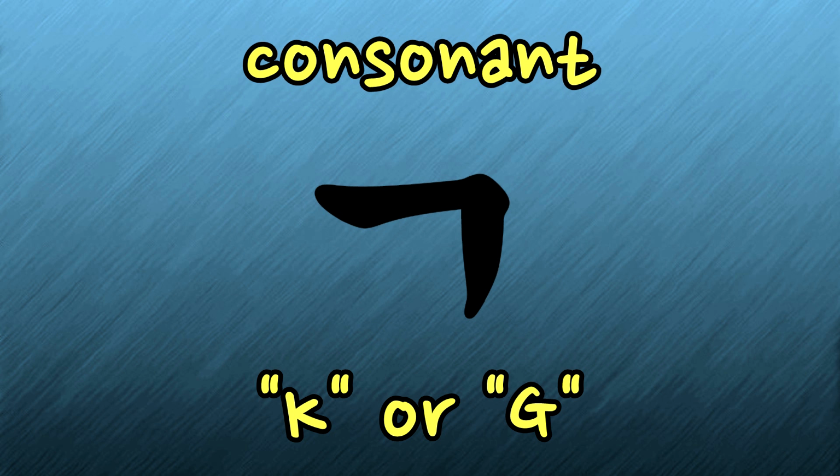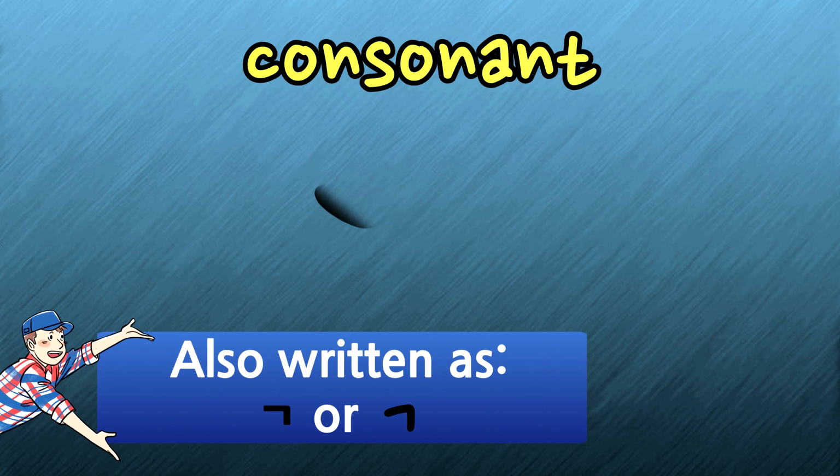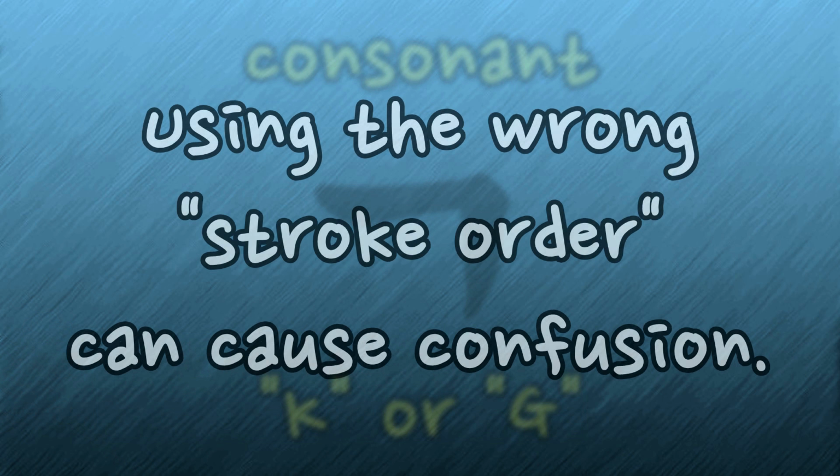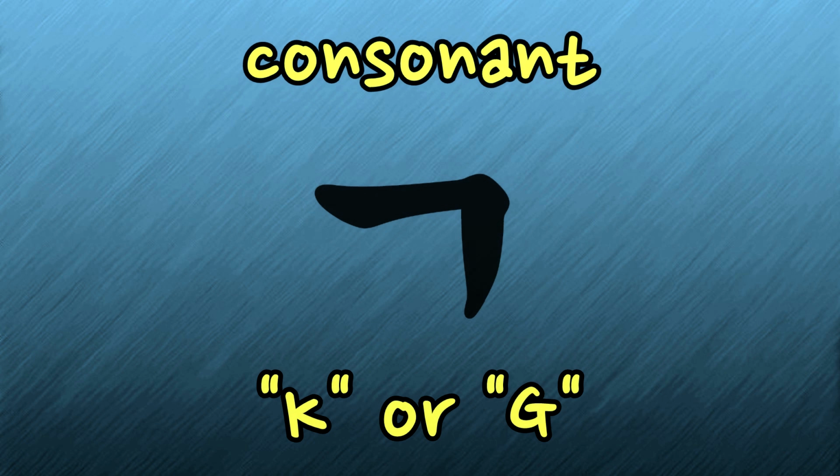To write this letter, start from the top left and draw it all in one stroke, going to the right and then downward. You can pause the video to practice writing it yourself. Writing these letters in the correct order is very important, because some letters can actually appear to be different letters if their stroke order is done incorrectly. You'll see examples of this later, but for now focus on learning the correct stroke order with each new letter, and it'll save you a lot of time later on.